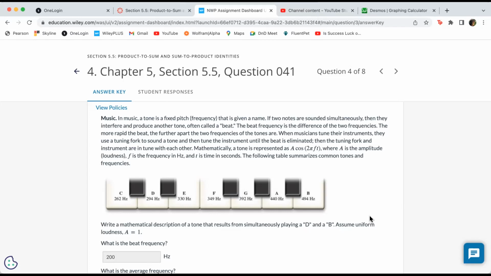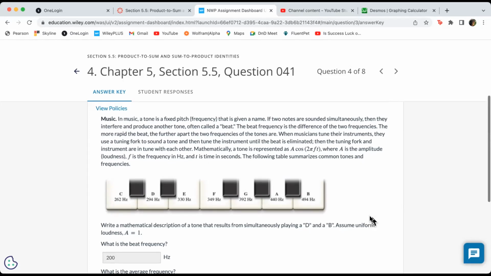They use a tuning fork to sound a tone and then tune the instrument until the beat is eliminated. Then the tuning fork and instrument are in tune with each other. Mathematically, a tone is represented by A cosine of 2 pi f t, where A is the amplitude, f is the frequency, and t is the time in seconds. The following table summarizes common tones and frequencies.